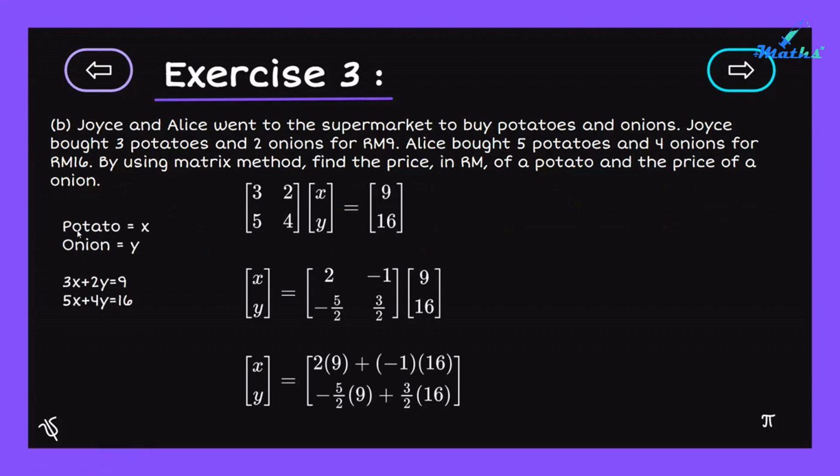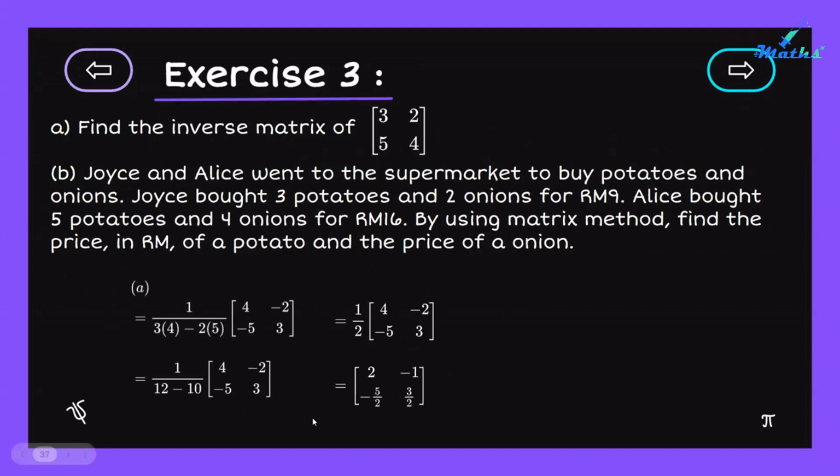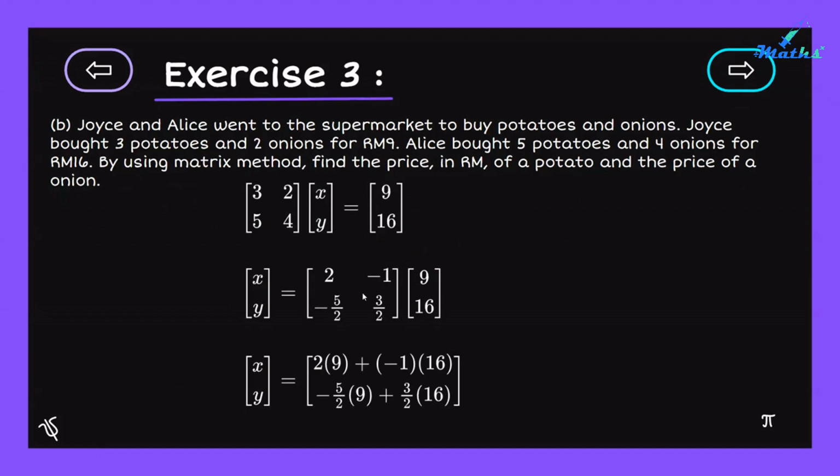So we use potato as x, onion as y. If we write the linear equations: 3 potatoes is 3x, 2 onions, 2y, is equal to 9. And then 5 potatoes, 5x, and 4 onions, 4y, equals 16. So this is a linear equation, and we write it as AX equals B. So we can just straight away take this inverse matrix, since it's the inverse of 3, 2, 5, 4, and put it here.